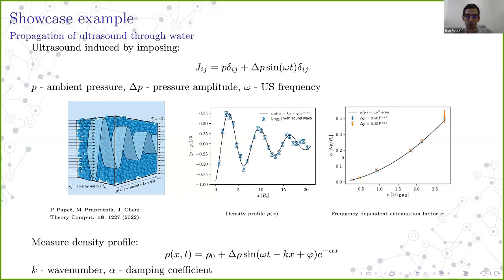And on this right-hand side, we see that the attenuation factor increases as the square of the frequency, which is also in line with the theory. And this is also a very important parameter when you're doing actual ultrasound experiments. You don't want the frequency to be too large, otherwise you wouldn't get any signal at all.